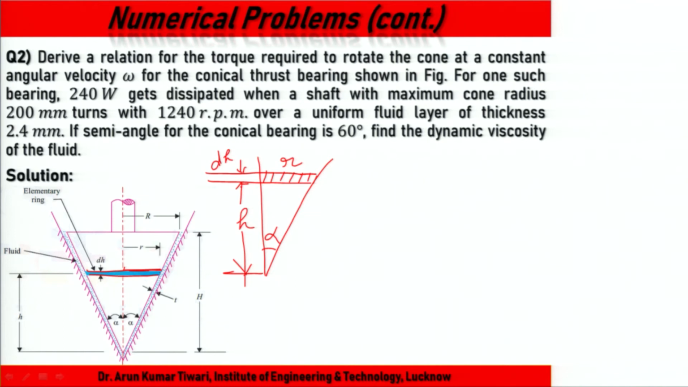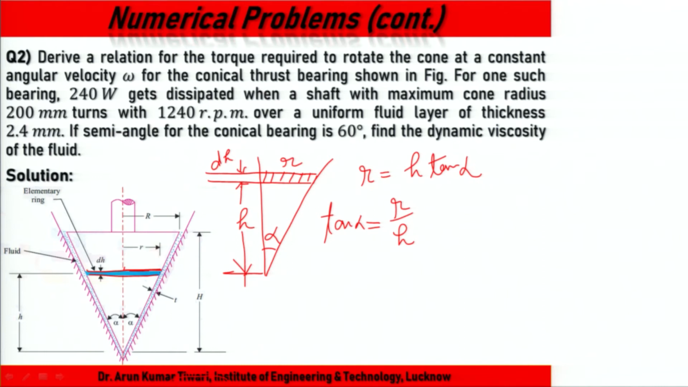So, how do we calculate r? We can calculate r by tan alpha. What is tan alpha? If you see, tan alpha becomes r upon h. So, r equal to h tan alpha.